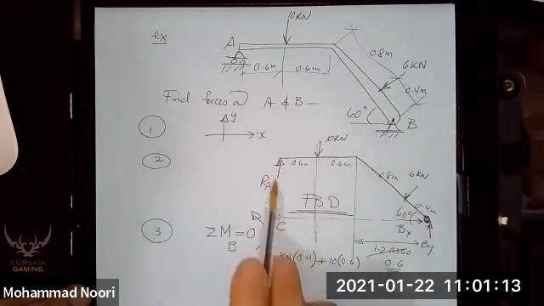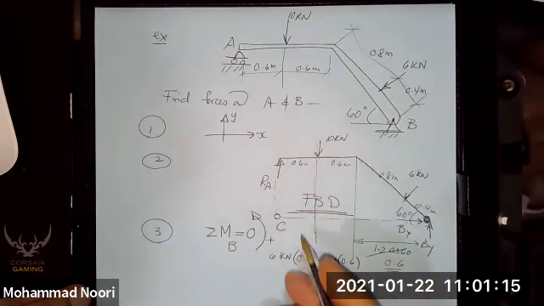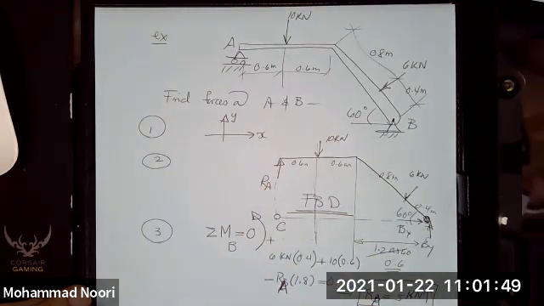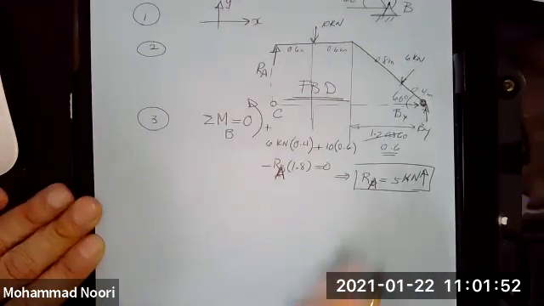How about this guy? It is rotating about point B in that direction. So that would be negative RA times this distance, which is 0.6, 0.6, 0.6, 1.8, equal to 0. That will give you RA that comes out to be 5 kilonewton, acting like this. Any questions?